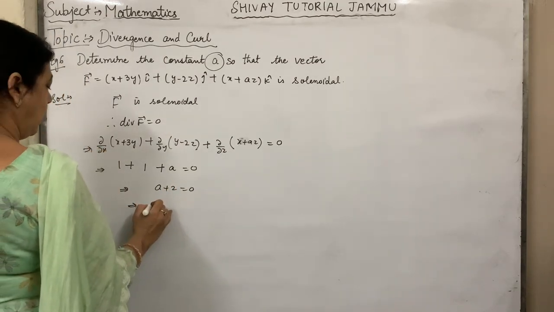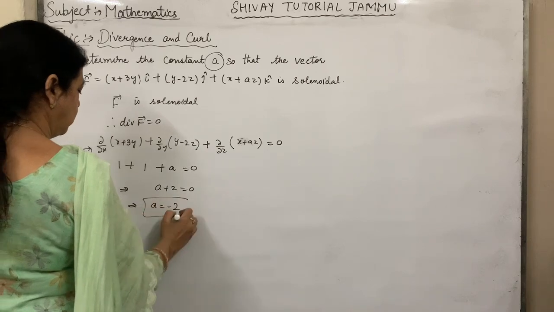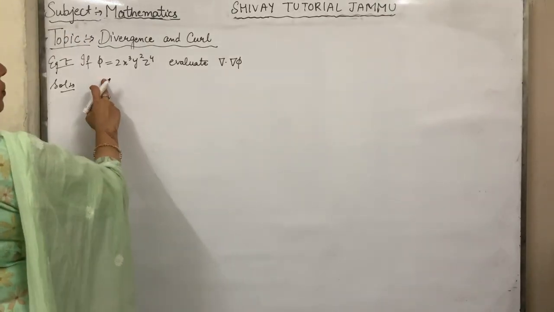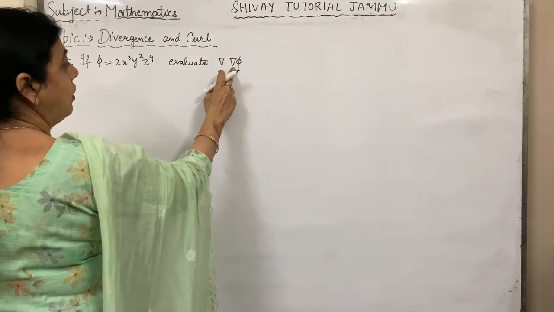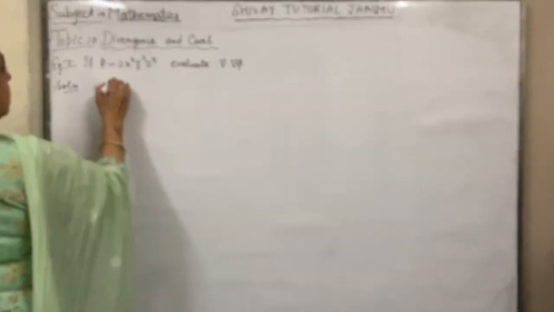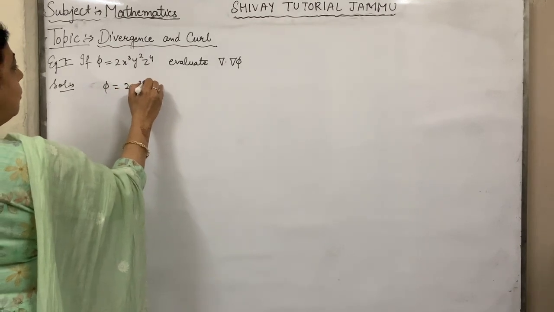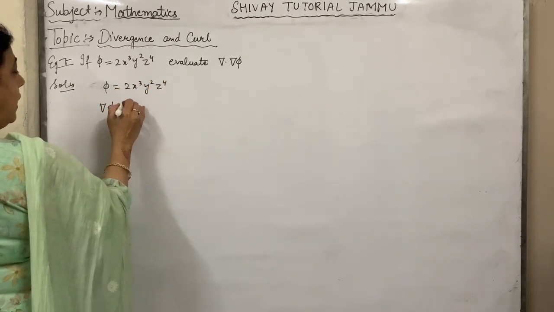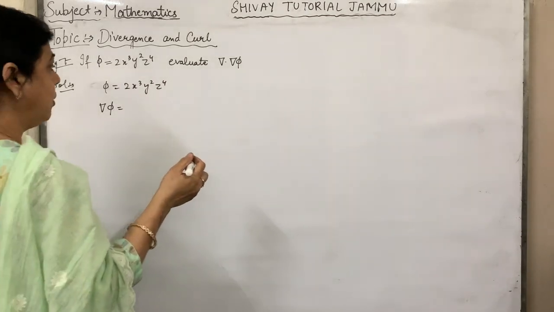So therefore a is equal to minus 2. This is the value of a. Phi is given to us and we have to find del dot del phi. Phi is 2x cube y square z4. Del phi, that is, we will convert the scalar into a vector.